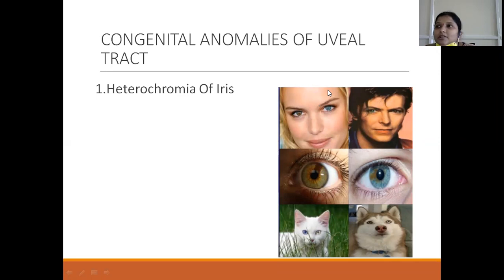So it can be either a congenital anomaly or due to acquired conditions. So what are the various acquired conditions leading to heterochromia? It can be Fuchs heterochromic iridocyclitis or presence of any iris nevus or malignant melanoma of the iris. And also deposition of the melanin. All these conditions can lead to heterochromia. And another condition is Horner's syndrome.